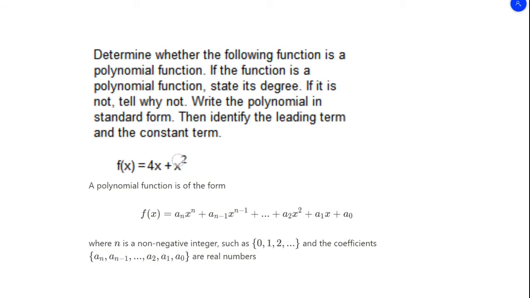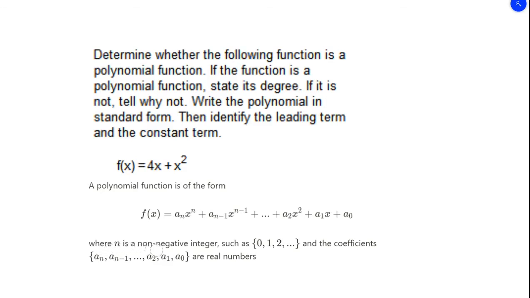And we want to know whether this function is a polynomial function. So I've put the definition of a polynomial function down here. A polynomial function is going to be of the form f of x equals a sub n x to the n plus a sub n minus 1 x to the n minus 1 plus, and so on until we get to this end of the pattern, a sub 2 x squared plus a sub 1 x plus a sub 0, or a naught.